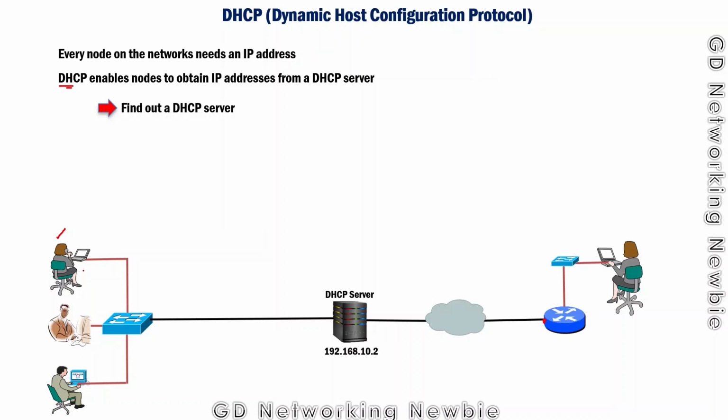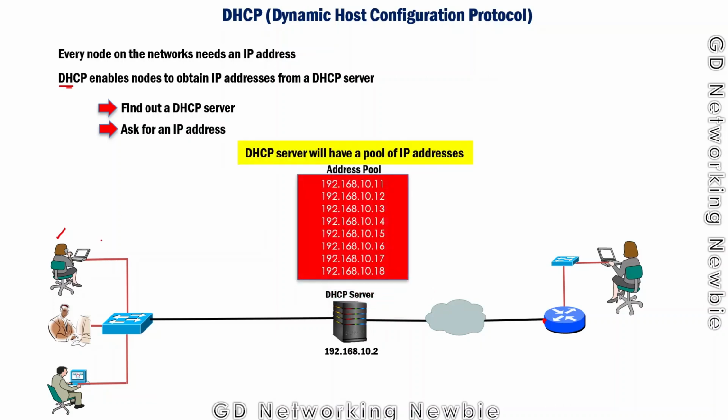The first step is that the client who needs an IP address has to find the DHCP server. First they have to find the server, and then they have to ask for an IP address from that server. The DHCP server will have a pool of IP addresses, and when it receives a request for an IP address, it can use this pool of addresses and assign any one of the IP addresses to the client.